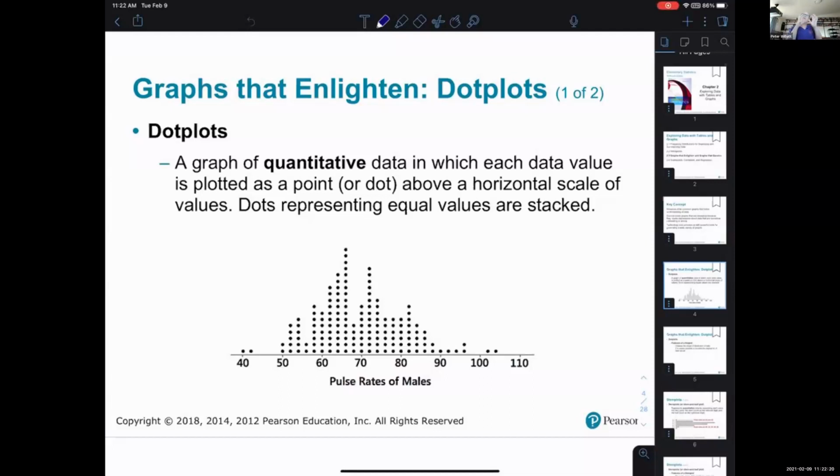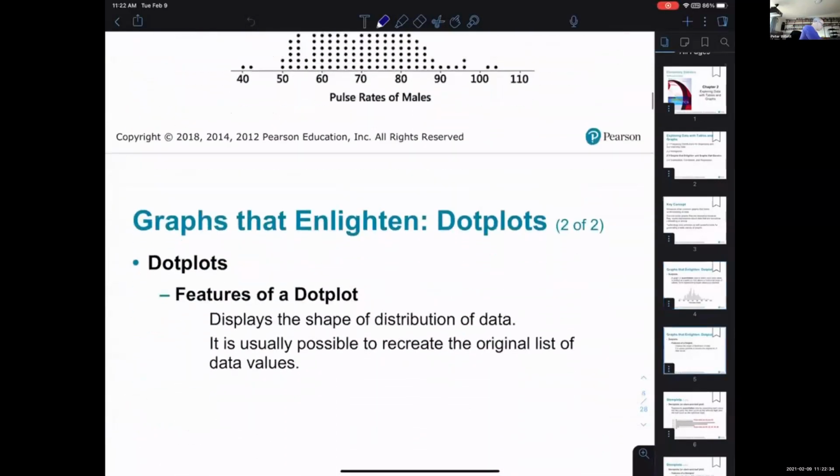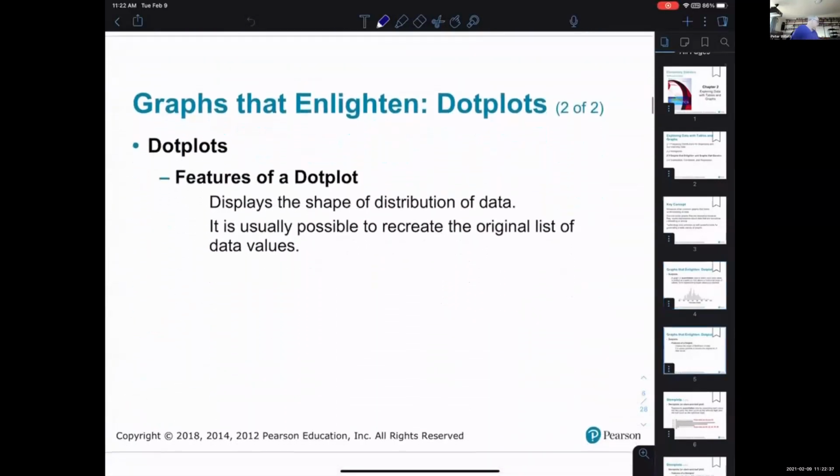It's good to not only see what this graph is showing us, but compare and contrast that with other ways to graph the data to see what this offers, and also how something else might be better as well. So let's look at the second slide here. Features of a dot plot: it displays the shape of a distribution of data like a histogram does. It is usually possible to recreate the original list of data values, meaning you could literally take each dot and say, that's that data value, that's that data value, and you could recreate the data because there's a separate dot for each of the data values in the set. So those are features or benefits to this kind of graph.